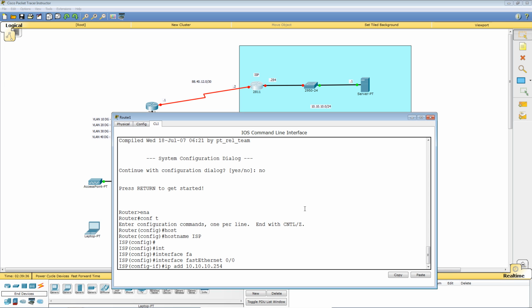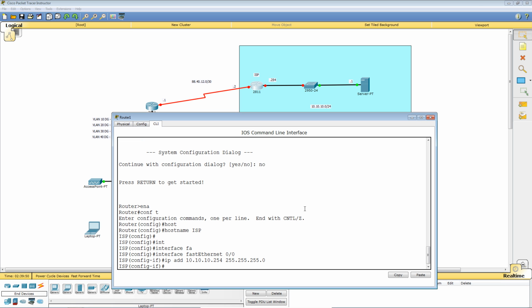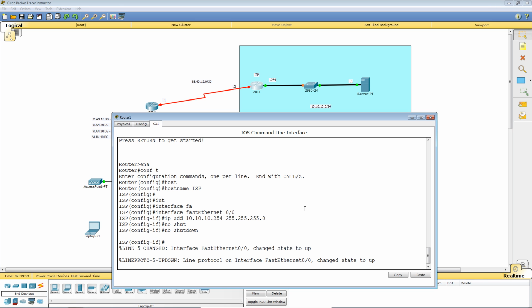10.10.10.254. It'll understand IP address is IP add because it's a perfectly valid abbreviation. I've not shortened it so much so that it's an ambiguous number of letters. Okay, 255.255.255.0. Job done. No shutdown. Watch the green lights. There's the green light.